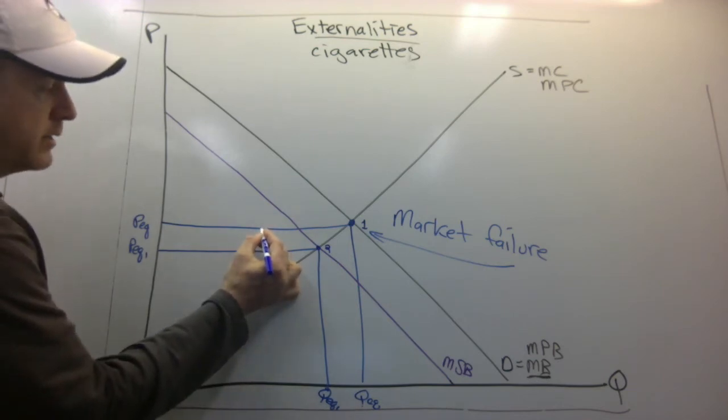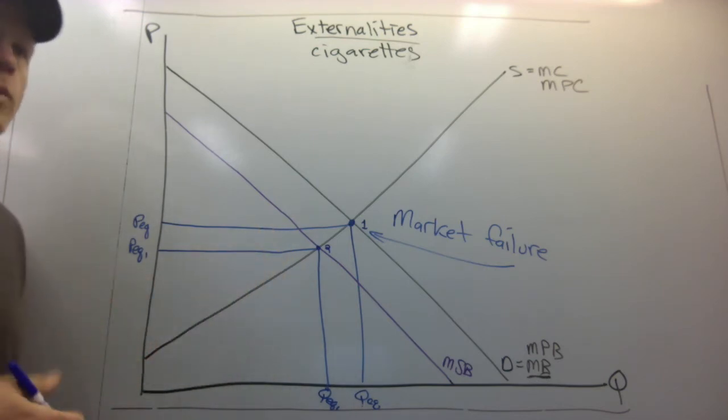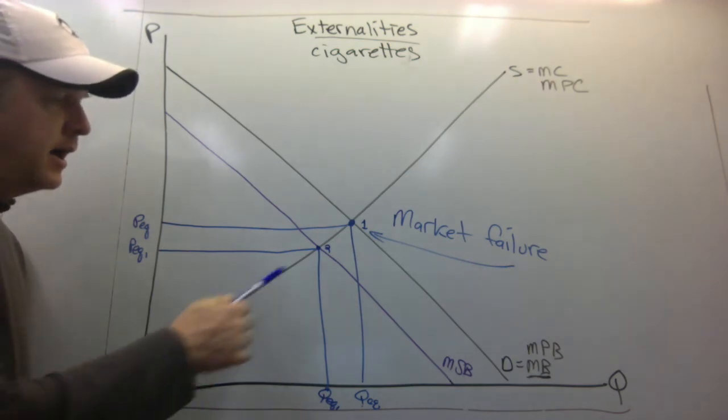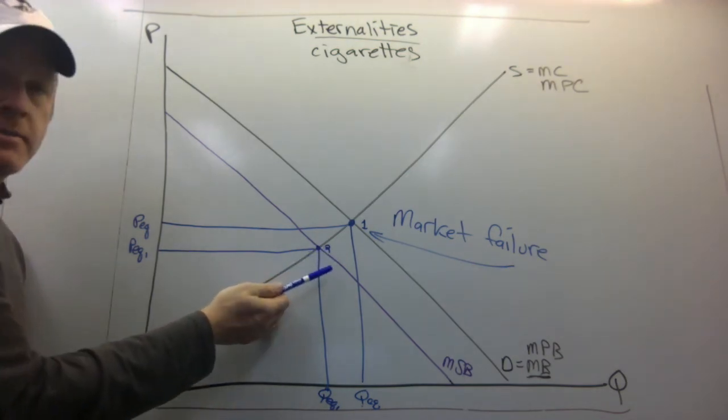So what do we do about this? Well, what kinds of things do we do in society? We have designated smoking places.